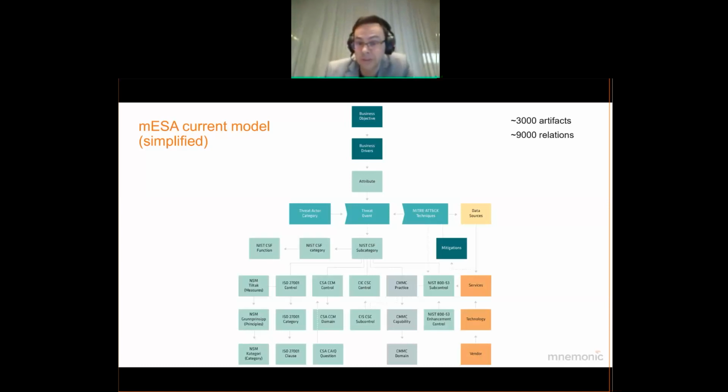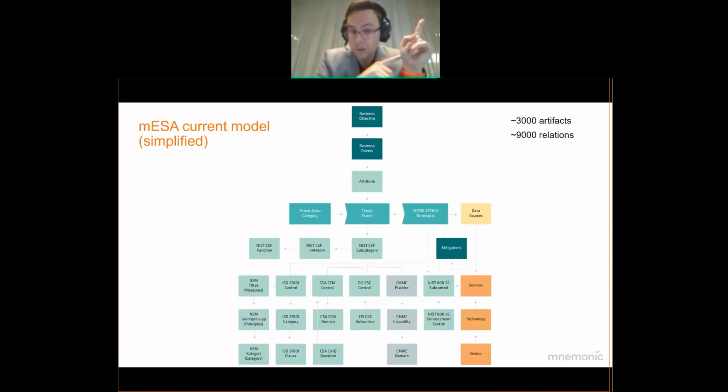In the MITRE framework, you have data sources and mitigation related to the technique, so we implemented that in our framework also and connected it directly to the services. This one we use, for example, to see the coverage of our detection services. But coming back to the main framework, as you see, the threat events.